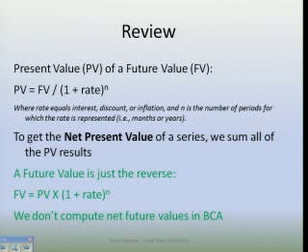So the rate equals your interest rate or your discount rate or your inflation rate, some relevant, credible rate that allows you to make this information useful to you. And N is the number of periods.